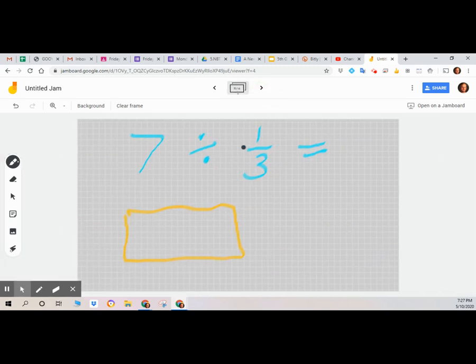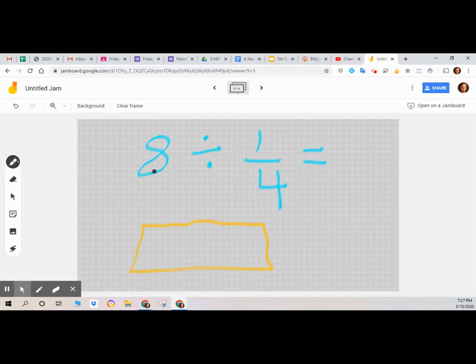Looking at the next one. 7 broken up into 1/3 size pieces. So I'm going to take one whole and break it up into thirds, and I would get 3 pieces. If you have 7 of those wholes and you multiply it by 3 pieces for each whole, that would end up with 21 total pieces.